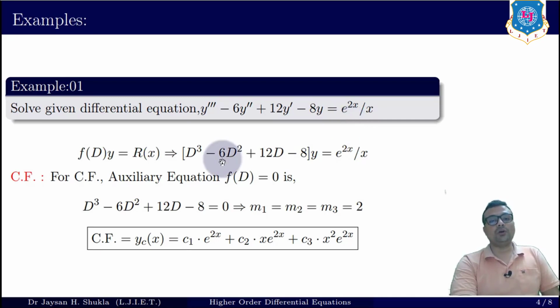So let us begin with the operator form of equation, which is (D cube minus 6D square plus 12D minus 8) times y equal to e raised to 2x by x. Now coming to the auxiliary equation for complementary function, we have D cube minus 6D square plus 12D minus 8 equal to 0. Now here, if you factorize this, you will get 3 repeated roots, that is equal to 2. And so I am considering the case of complementary function where we have the repeated real roots. So it gives me c1 e raised to 2x, c2 x e raised to 2x, c3 x square e raised to 2x.